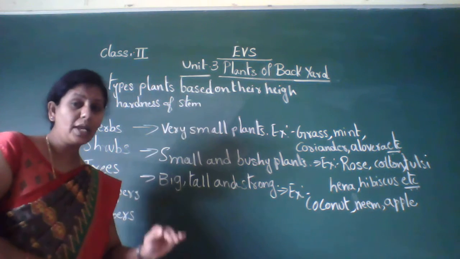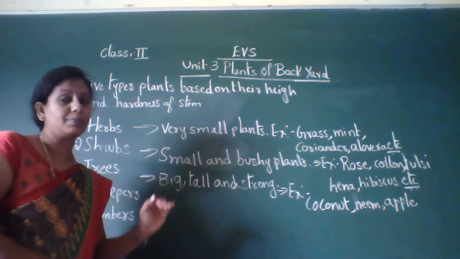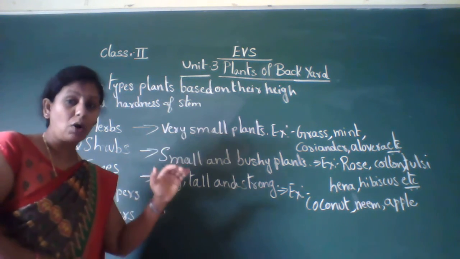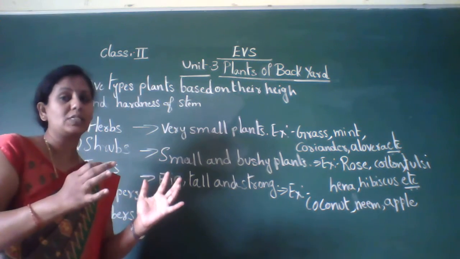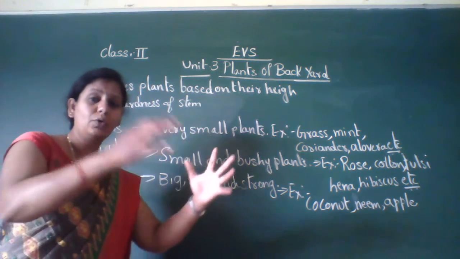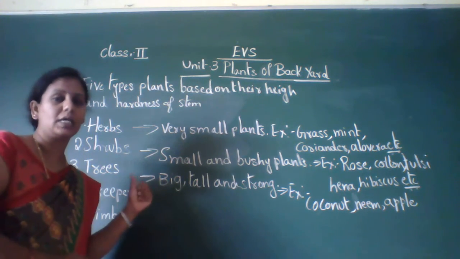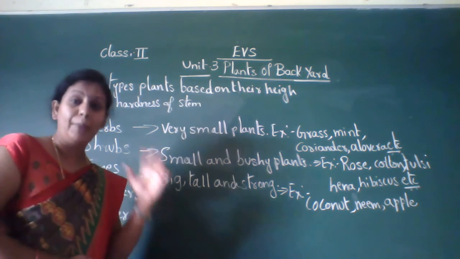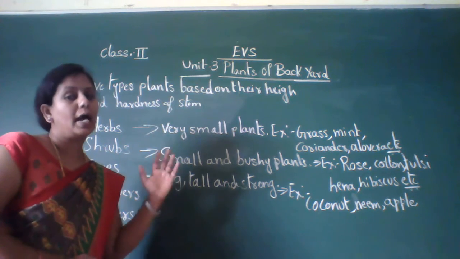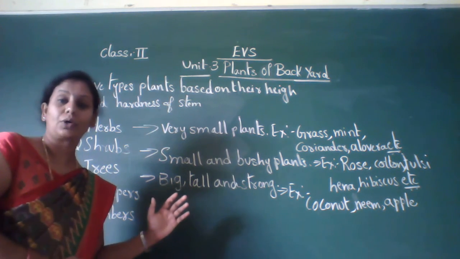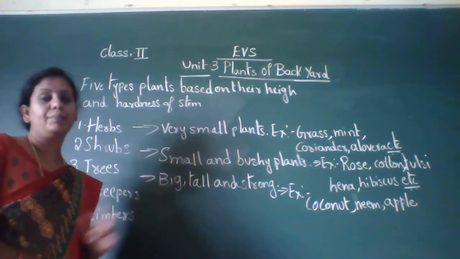Herbs means very small plants are called herbs. Shrubs means small and bushy plants look like cluster. Cluster is group that is called cluster. Group. Then trees means big, tall and strong plants are called trees.